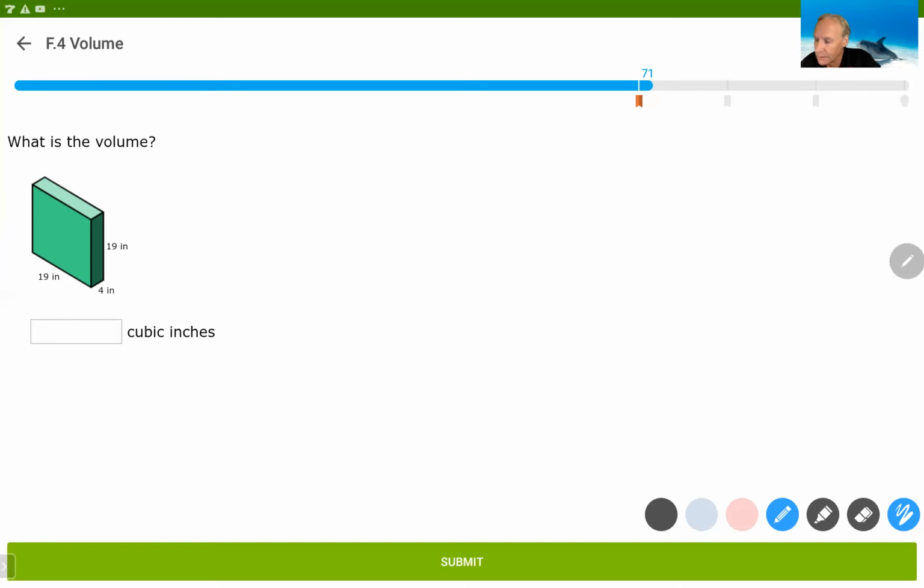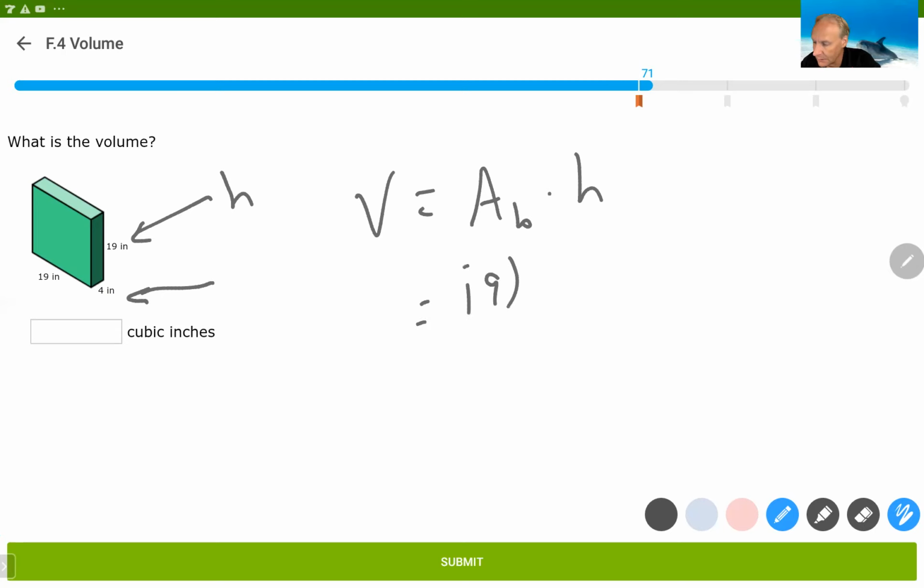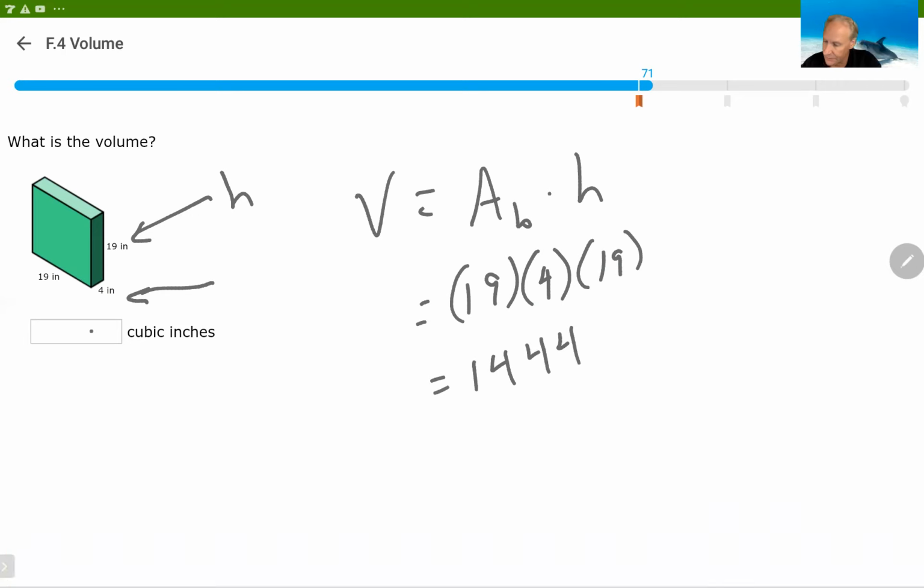I'm just going to write it down. Volume is area of the base times the height. And this time I'm going to use this as the base and that as the height. And of course they're interchangeable. And that is 19 by 4 by 19. And I am going to use my calculator just to make sure. 19 times 19 is 361, times 4, which is 1444. And it is in cubic inches.